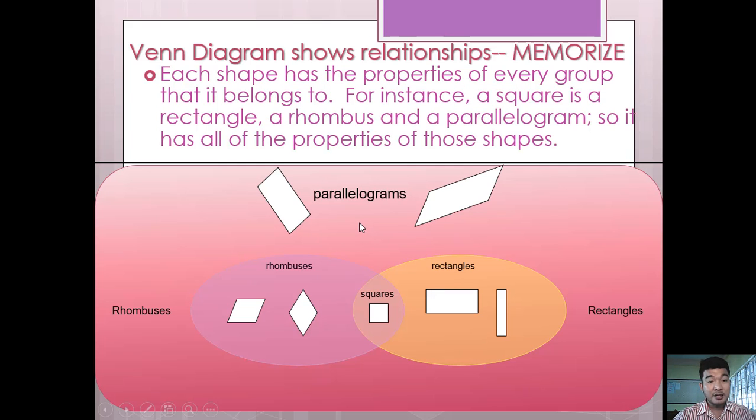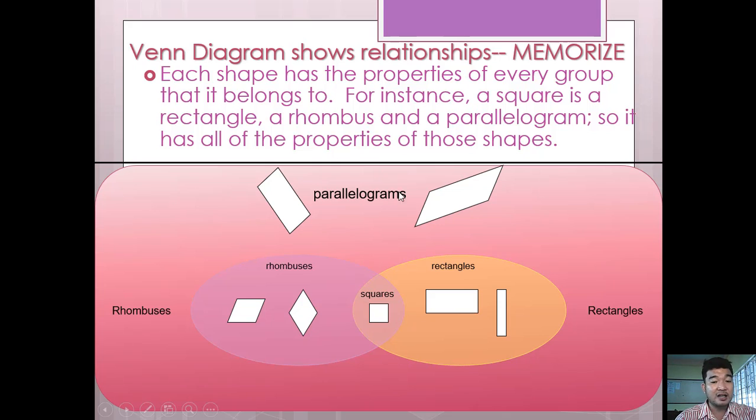Okay? So, here is a Venn diagram to show the relationships of these 3 special parallelograms. Please memorize or please know this Venn diagram, the relationship. Each shape has the properties of every group that it belongs to. For instance, a square is a rectangle, a rhombus, and a parallelogram. So it has all the properties of those shapes. Alright. So as you can see, the bigger one, all these are parallelograms.